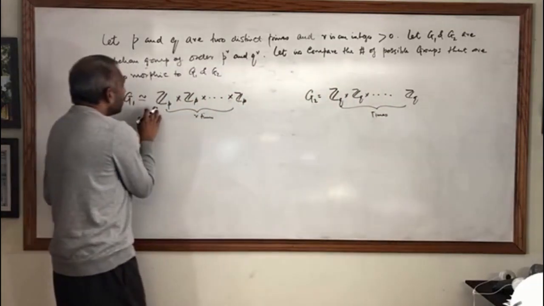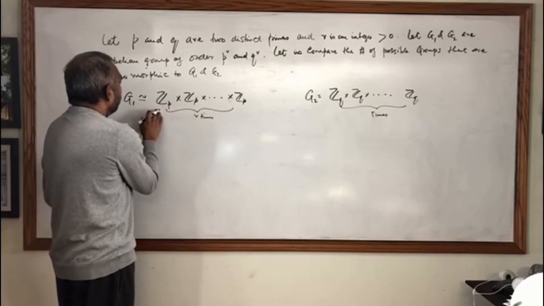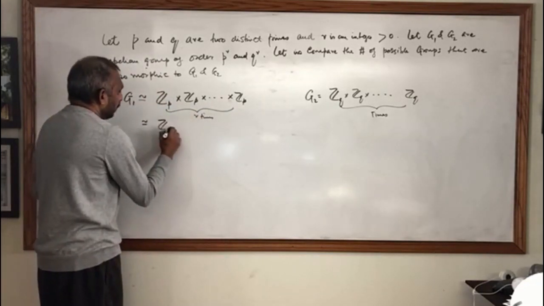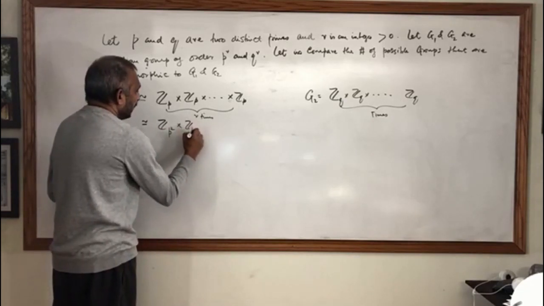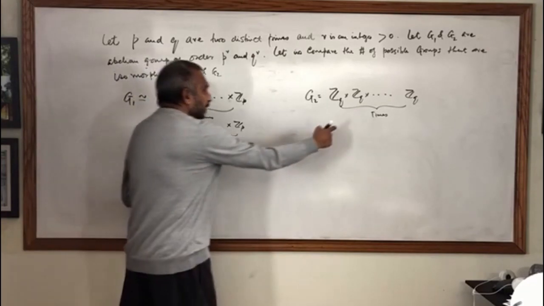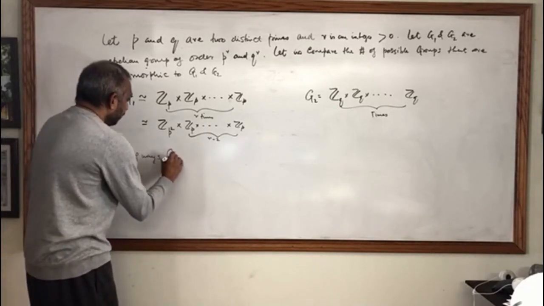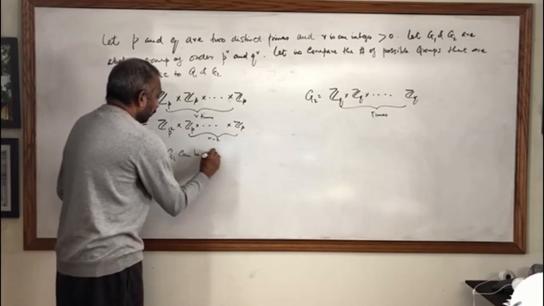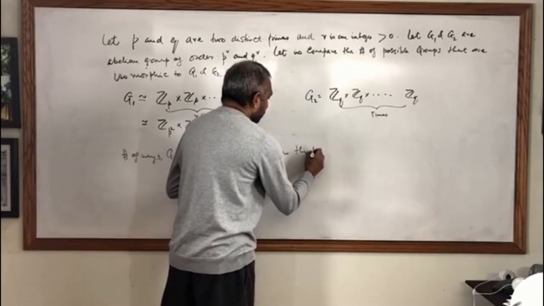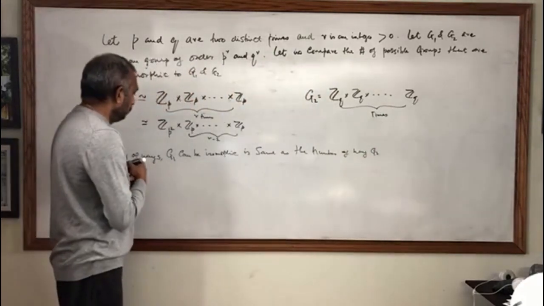But this is not the only possible way of finding the isomorphic group for G1 and G2. We can rearrange this one as C_P squared times, then again C_P times dash, dash, then C_P, this is probably R minus 2 times. Similarly here. So the number of ways G1 can be isomorphic is the same as the number of ways G2 can be isomorphic.